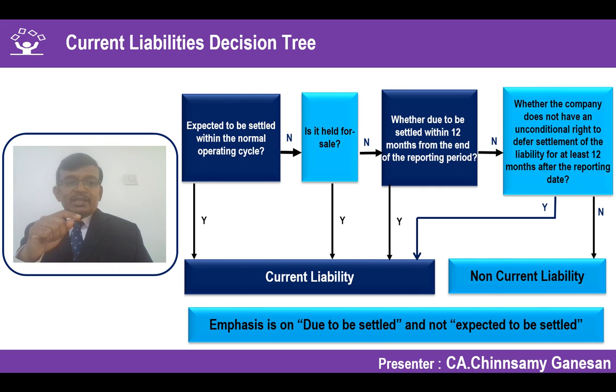When it comes to current liability, it is using the words due to be settled and not expected to be settled. That means I have a creditor where the credit terms are, say, 90 days, but for some dispute, I'm not making the payment. I'm not expecting to settle it for the next 1 year. Will that particular trade payable be a non-current liability? The answer is no, because the emphasis is on due to be settled, and it is already due to be settled. I'm holding the payment, that's all. That doesn't change the category or characteristics of the liability from current to non-current. Okay? This is an important thing which we have to keep in our mind.